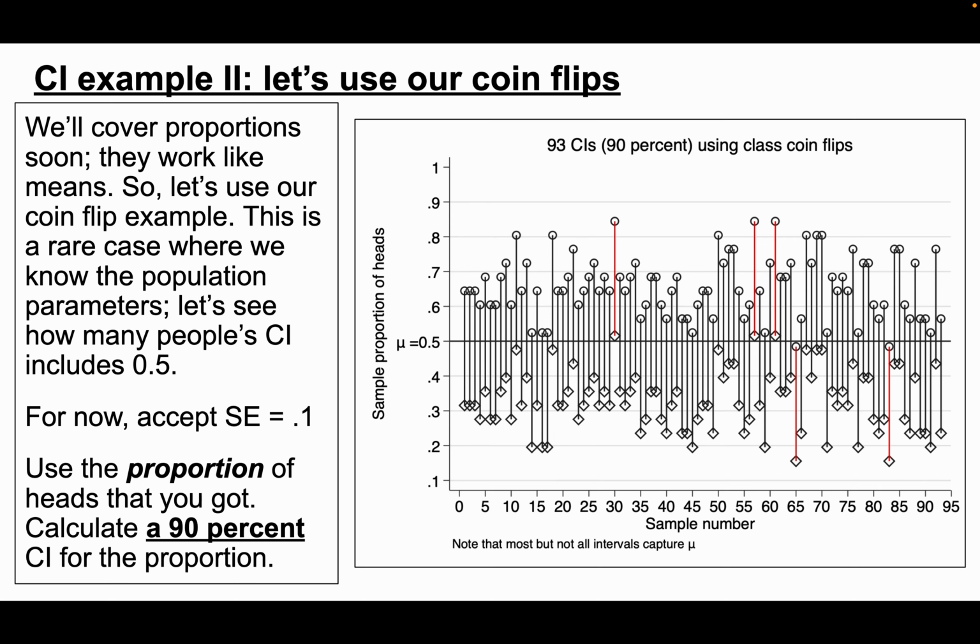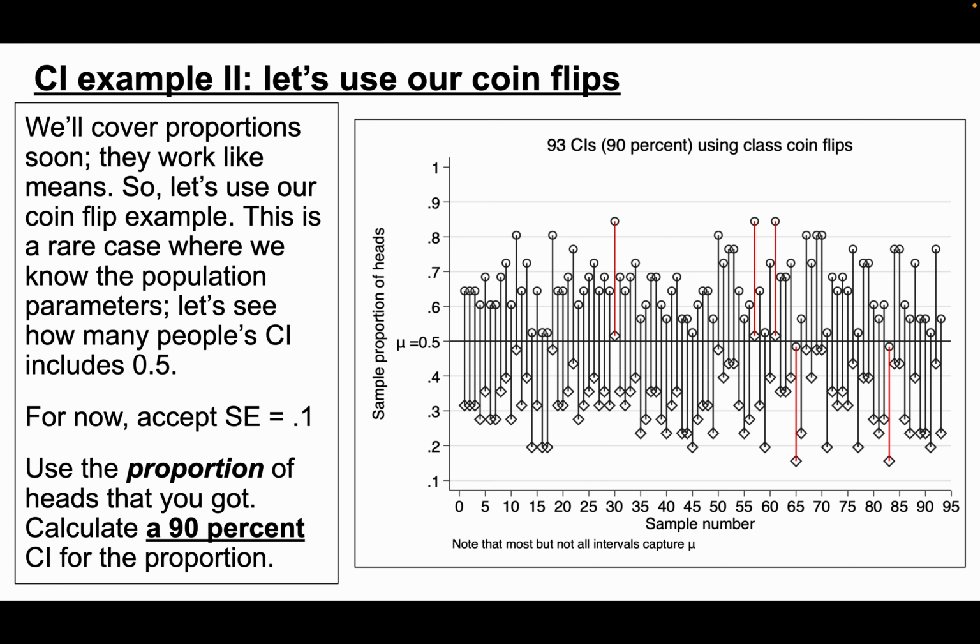And here's what this looks like for all the examples. What this shows here is a sample proportion of heads on the y-axis, and then this is just a sample number. So we had about 93 samples from last semester and this semester. Last semester is the first time I did this particular experiment. And you can see that only people that happen to flip a very large number of heads or a very small number, I think this is 17 and this is 8 here, missed the true population parameter.